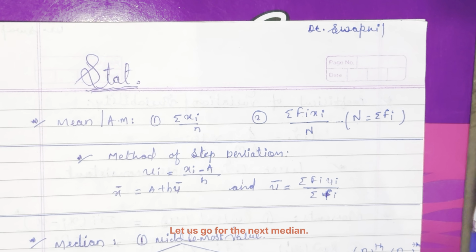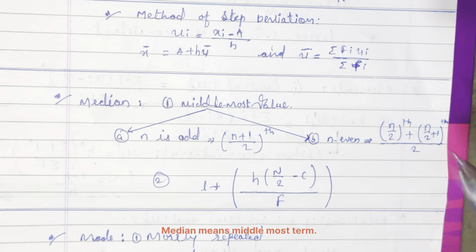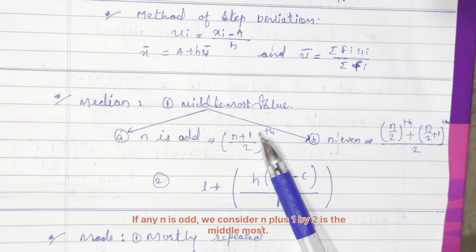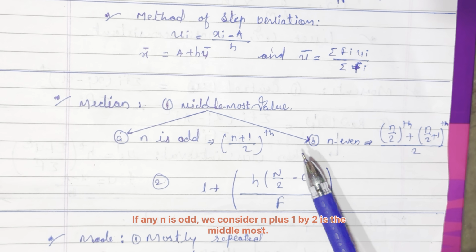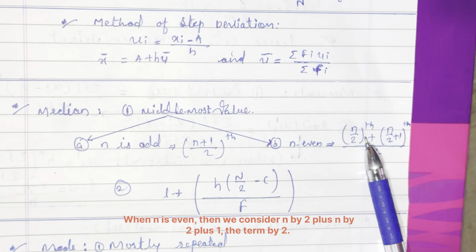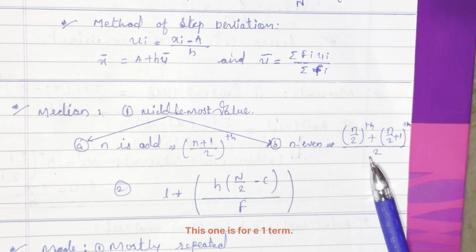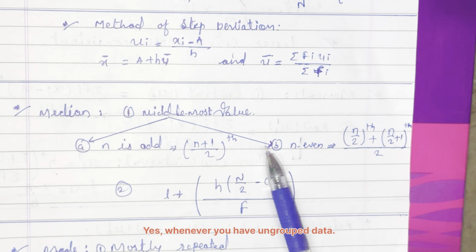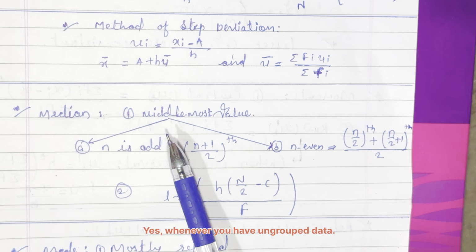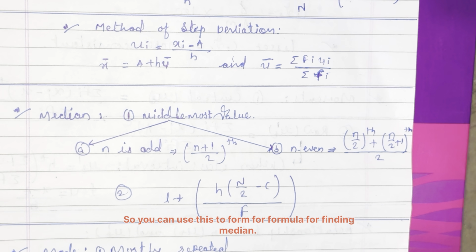Let's go for the next, median. Median means the middlemost term. When n is odd, we consider the (n plus 1) by 2 term as the middlemost. When n is even, then we consider the average of the n by 2 term and the (n by 2 plus 1) term, divided by 2. This one is for the even case. Whenever you have ungrouped data, you can use these formulas for finding the median.